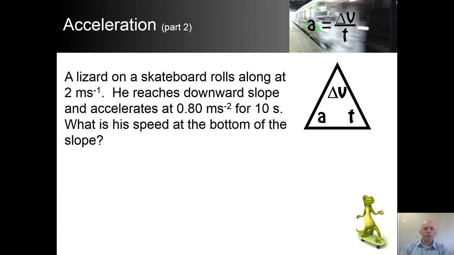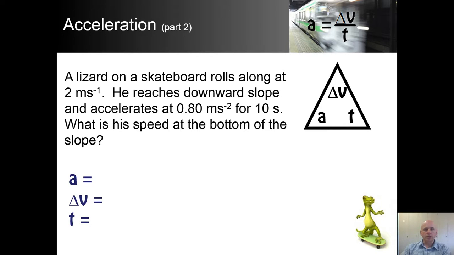Alright, let's do a problem. A lizard on a skateboard rolls along at 2 meters per second. He reaches a downward slope and accelerates at 0.80 meters per second squared for 10 seconds. What is his speed at the bottom of the slope?